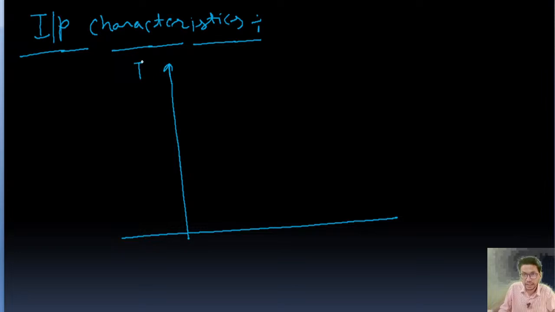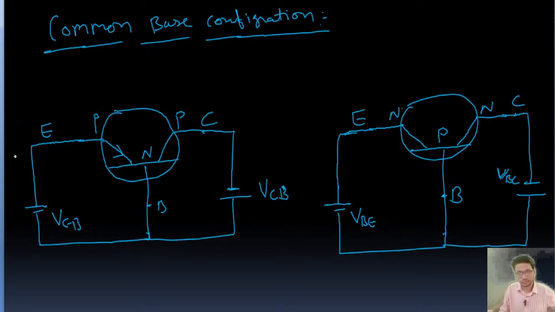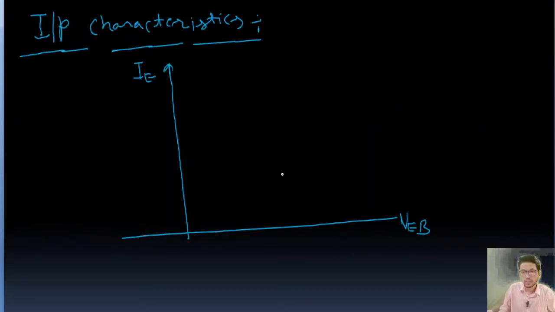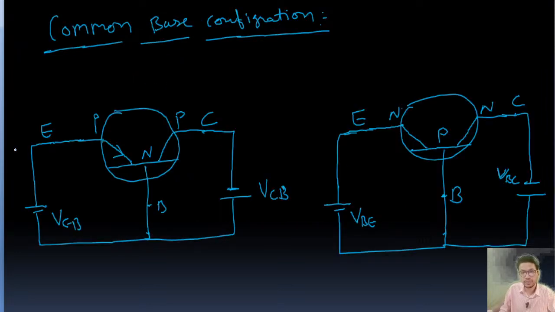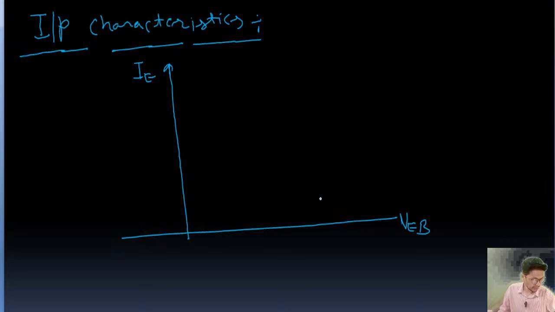This is IE, and this is VEB. This is IB, this is VEB for PNP, okay? And the input characteristic graph I'm going to draw is between IE, the emitter current, versus this voltage VEB.